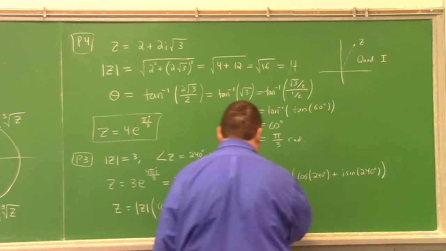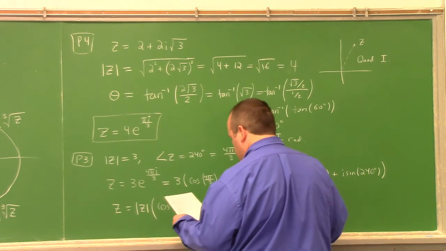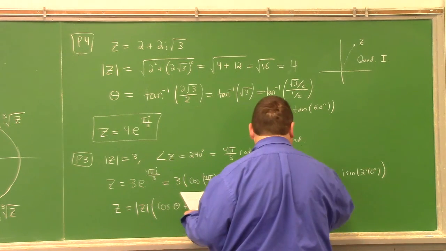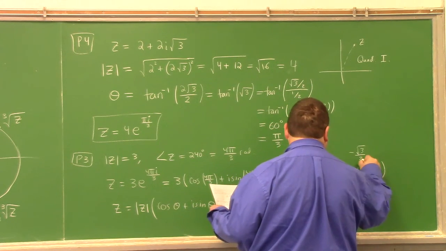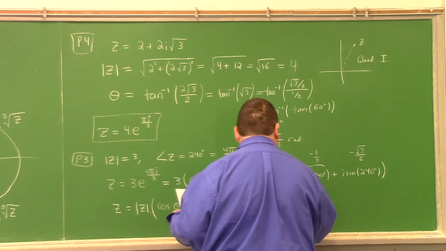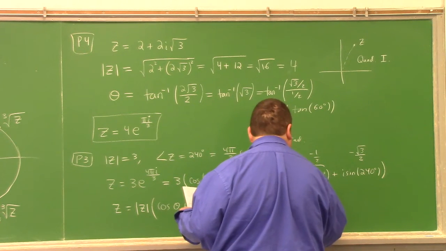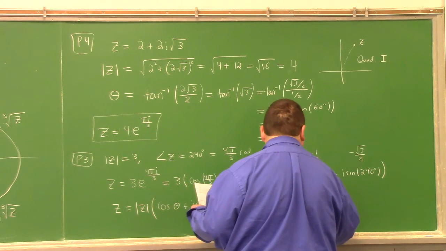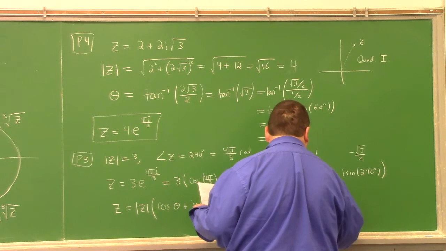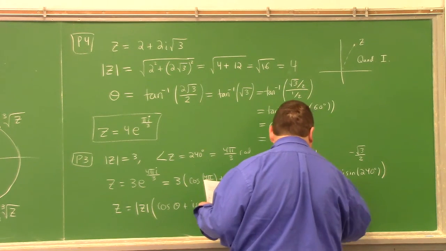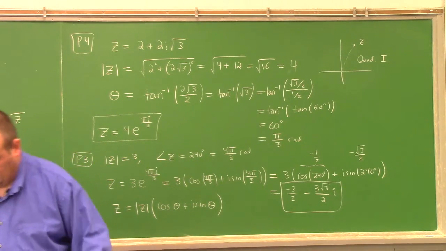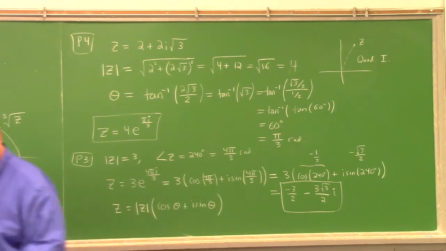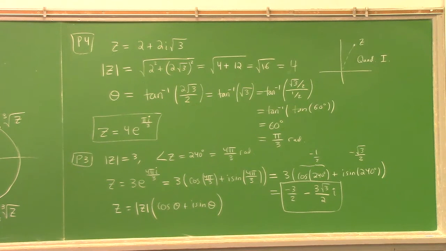But anyway, what is this? This is minus a half, and this is minus root 3 over 2. So we get minus 3 halves minus 3 times root 3 over 2 i. That is the answer to problem 3.